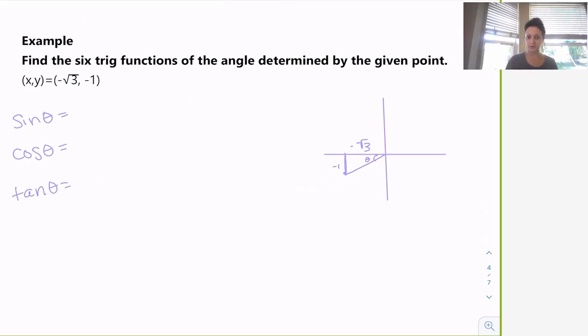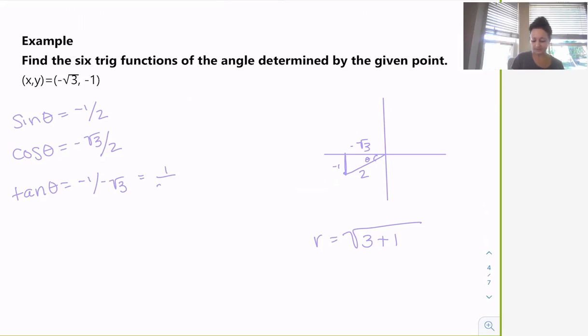So you've got your x and your y, in other words, your opposite and adjacent. Now how could I find the hypotenuse? We can use the Pythagorean theorem, right? The square root of negative square root of 3 squared is going to be positive 3. Negative 1 squared is 1, so the square root of 4 is 2. Okay. So sine of theta is y over r, also known as opposite over hypotenuse. Cosine is adjacent over hypotenuse, and tangent is opposite over adjacent.